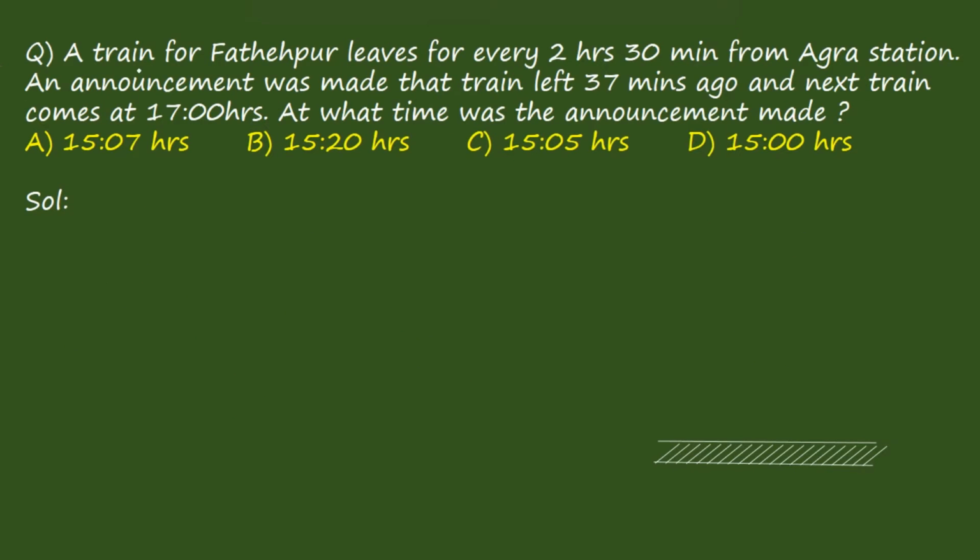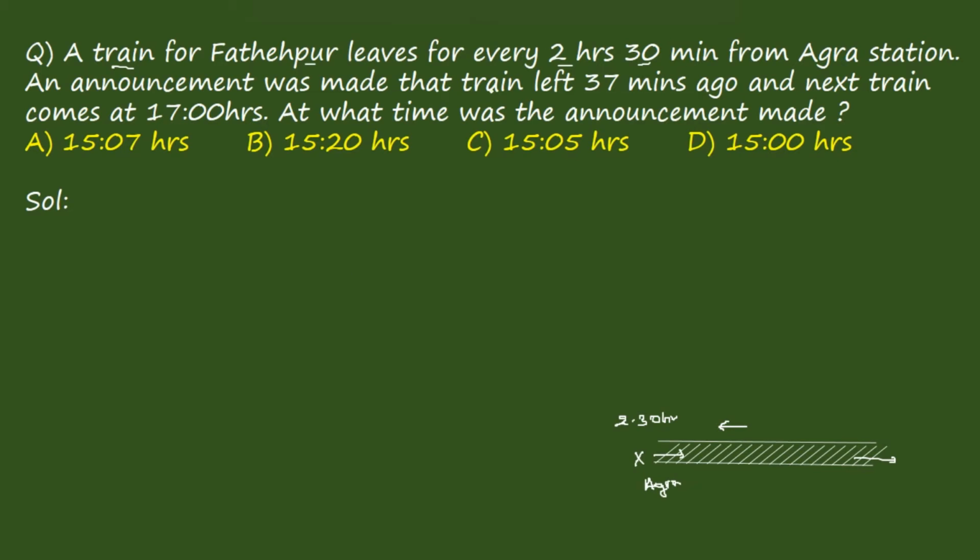The next question. A train from Phulakpur leaves for every 2 hours 30 minutes from an Agra station. An announcement was made that the train left 37 minutes ago and the next train comes at 17:00 hours. What time was the announcement made? First we understand the question properly. There is a train from Phulakpur that leaves every 2 hours 30 minutes. Consider train X. It will be moving for every 2.30 hours and again coming back. Again for every 2 hours 30 minutes it will be moving, in Agra station.